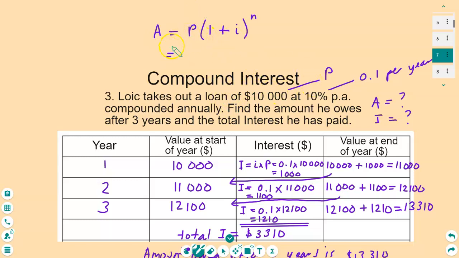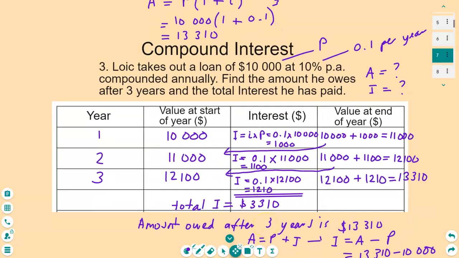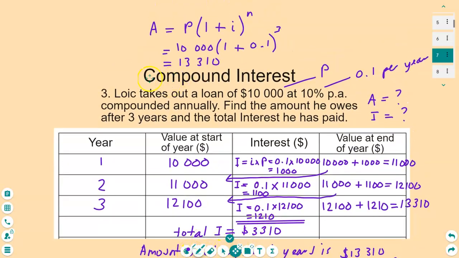Okay, so A equals P times 1 plus I to the N. Well, our principal is 10,000. Our little I is 0.1. Our N, our number of years, is 3. So we can just use a formula and get that straight away. That's what I was trying to get at in many words. Look at that. You don't have to do a table every time. Gets you the 13,310 immediately. Amount owed after 3 years. Okay.